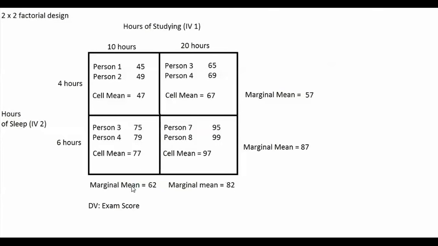The marginal mean of column 1 is the mean of all 4 values in column 1. The marginal mean of column 2 is the mean of all 4 values in column 2. The marginal mean of row 1 is the mean of all 4 values in row 1. The marginal mean of row 2 is the mean of all 4 values in row 2.